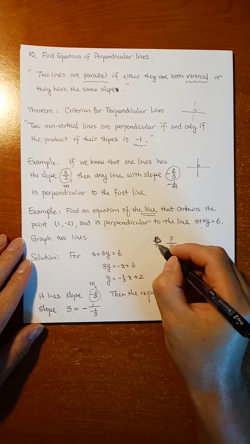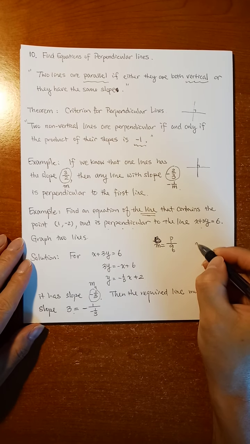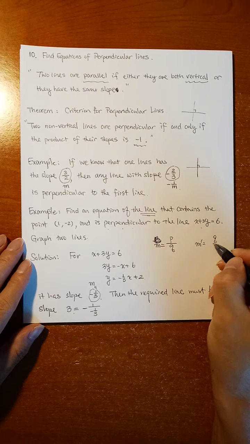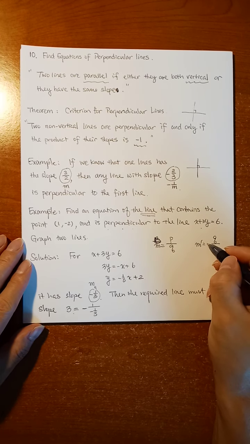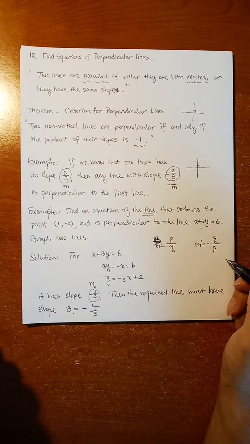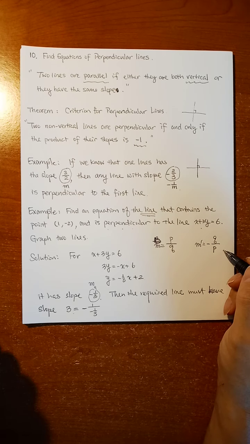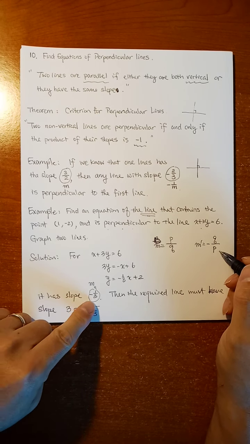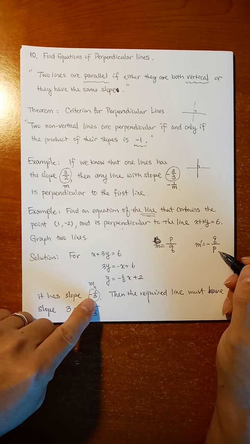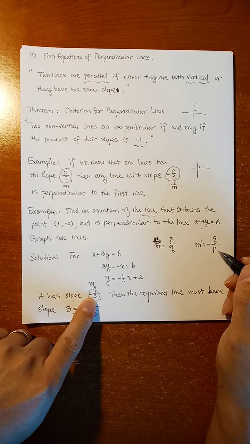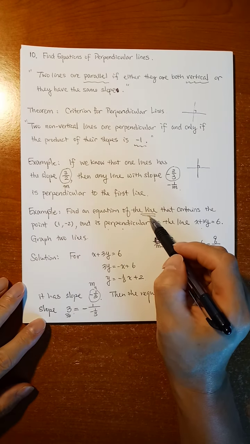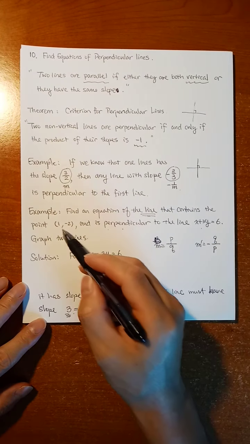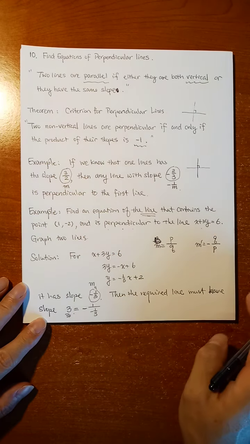One slope is P over Q. The other slope will be Q over P. You flip the numerator and denominator, and then add the negative sign. So you flip 1 and 3, add a negative sign. That second negative sign cancels with the first negative sign. You get a 3. Okay, so the required line has slope 3 containing the point (1, -2).